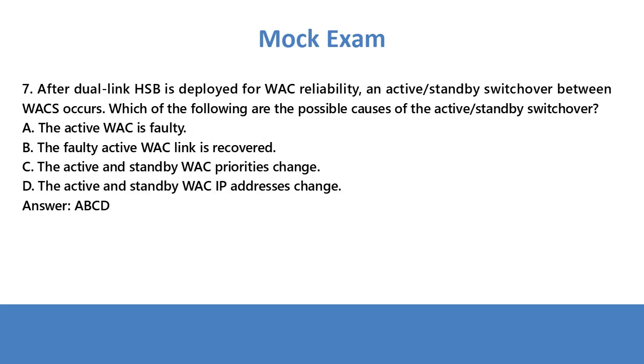7. After dual-link HSB is deployed for WAC reliability, an active/standby switchover between WACs occurs. Which of the following are the possible causes of the active/standby switchover? A. The active WAC is faulty. B. The faulty active WAC link is recovered. C. The active and standby WAC priorities change. D. The active and standby WAC IP addresses change. Answer: A, B, C, D.